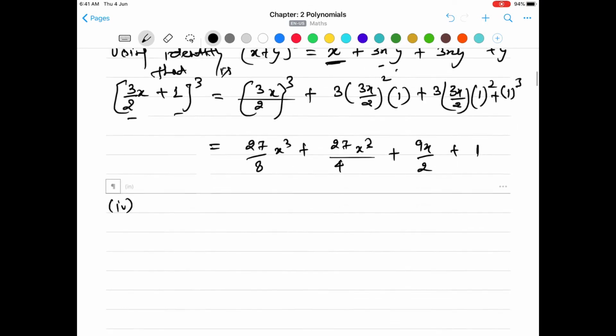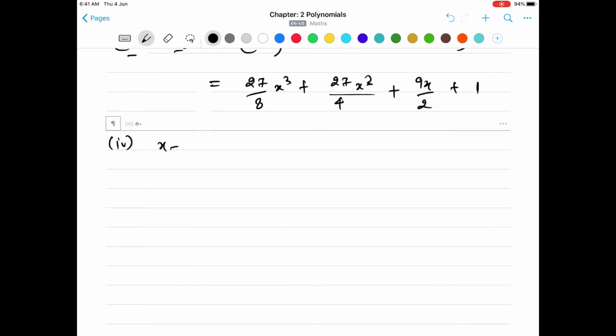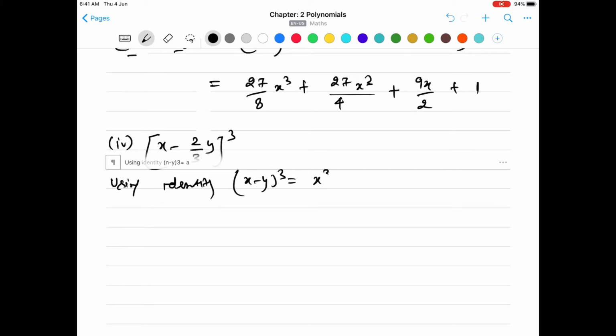Okay, similarly now we'll solve the fourth part of this question, which is x minus 2 by 3 y whole cube. Again we'll use our same identity, which is x minus y whole cube. So write, using identity x minus y whole cube, which is equal to x cube minus y cube, then we have minus 3x square y and plus 3x y square. Okay, so this is identity number 7 again.